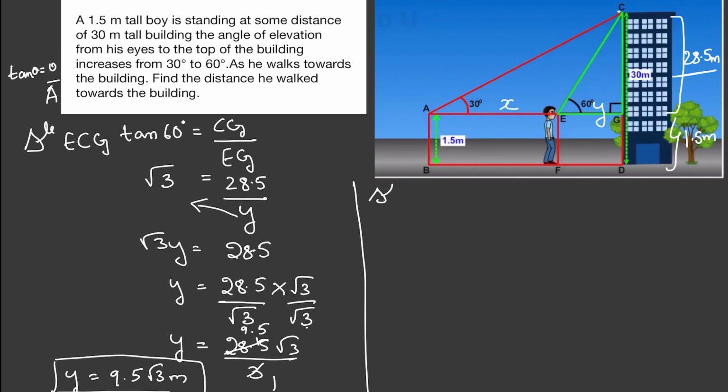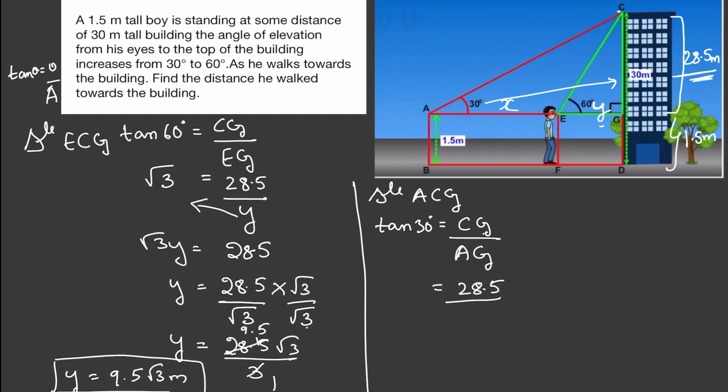Now let us consider triangle ACG, where we will be finding out x. Now, tan 30 is equal to, again, opposite by adjacent. The side that is opposite to 30 degree is CG divided by the adjacent side to angle 30 degree, which is AG. The CG value from the diagram, we know that it is 28.5, whereas the AG value from the diagram is x plus y. Hence, I'll take it as x plus y. And we all know the value of tan 30 is 1 by root 3.